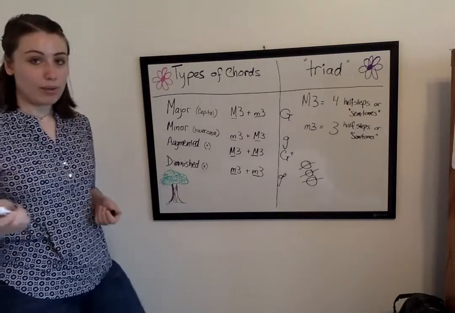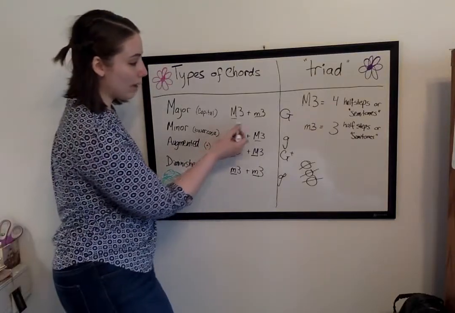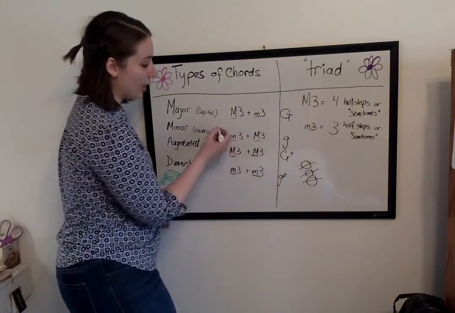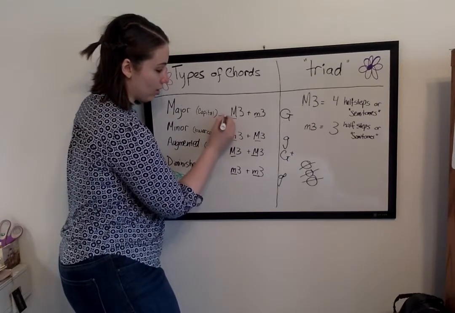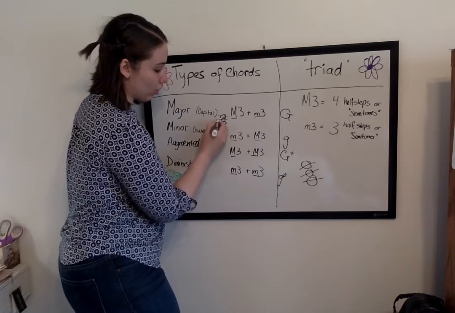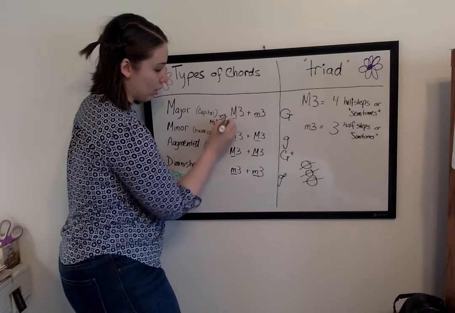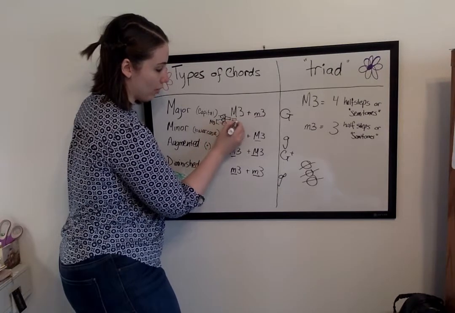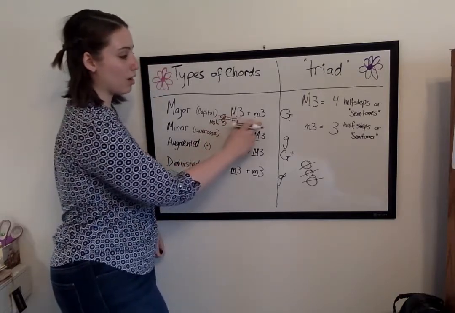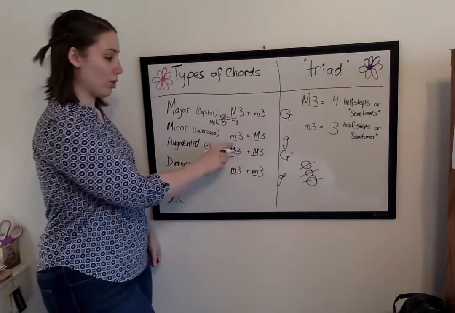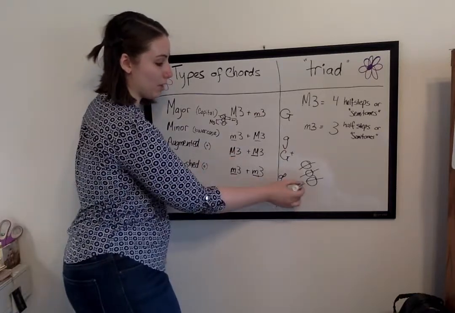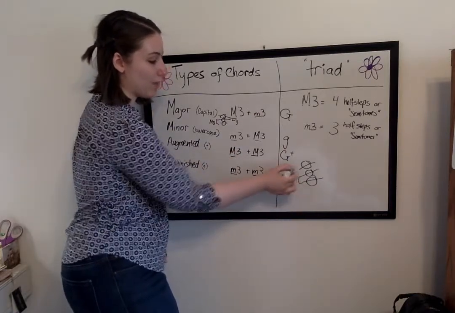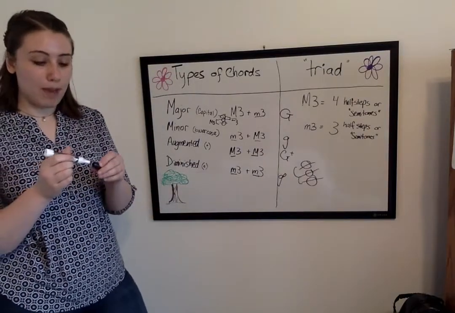Now, just to clarify, when I say a major third plus a minor third, that's stacking it like this. Here is your major third. Here is your minor third. This is what's on the bottom. This is what's on the top. So when you have a minor third plus a major third, your minor third is going to be on the bottom, and then your major third is going to be on the top.